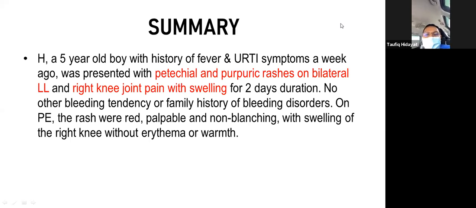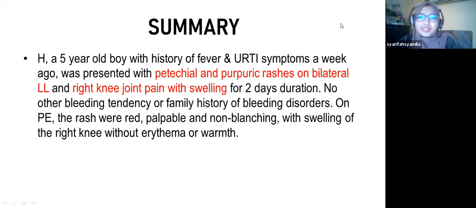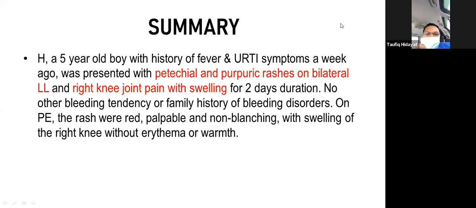Characteristic of the purpura is okay, yes, correct. The joint pain, is it only pain or with swelling? Who chose that earlier? Sharifa. Okay, yeah, the joint pain was with swelling. The details are here.